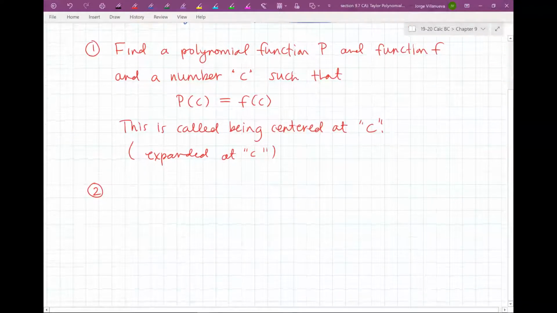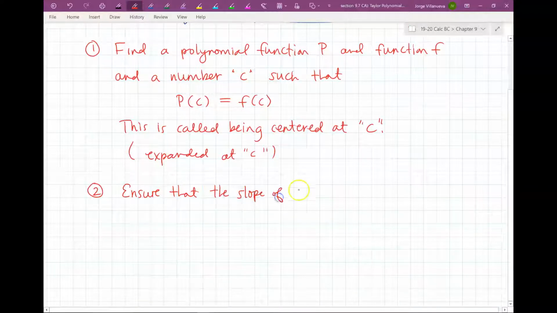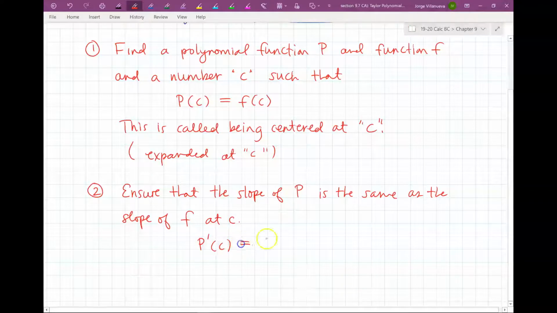Okay? Your second step, ensure that the slope of p is the same as the slope of f at c. In other words, p prime of c is equal to f prime of c. Okay, so this is how we do the process. I know it doesn't seem to make a lot of sense. Let me just give you an example, and then hopefully it makes more sense from there.